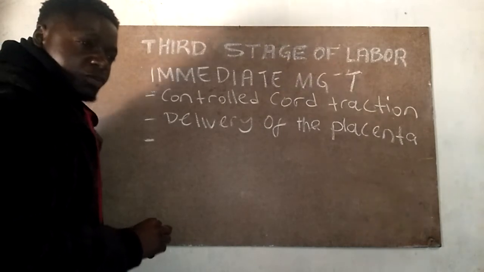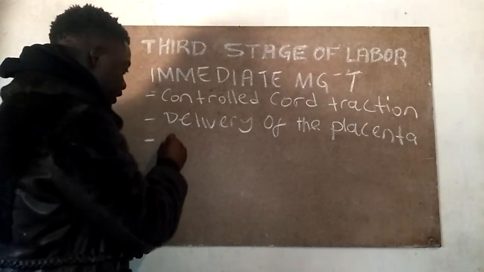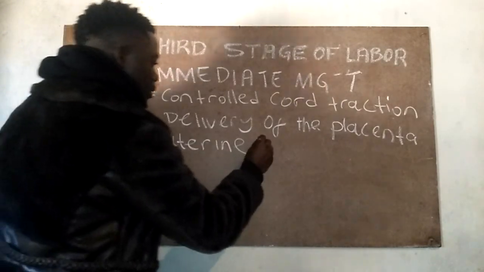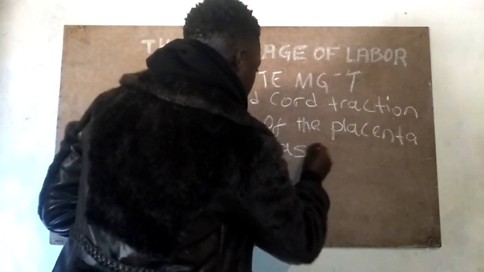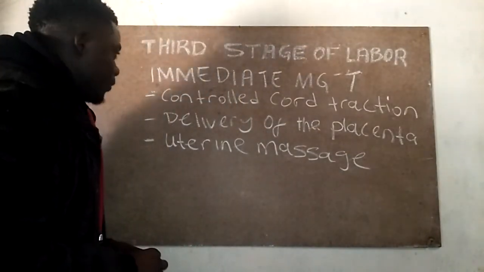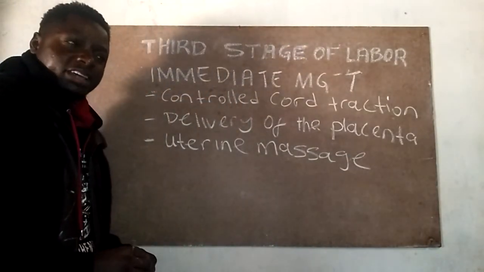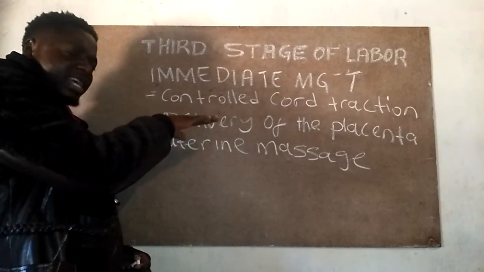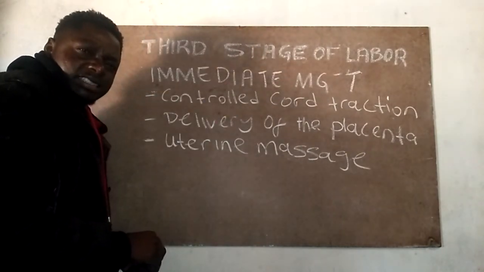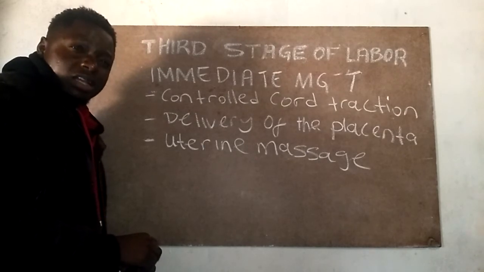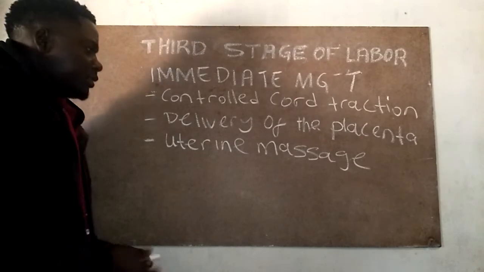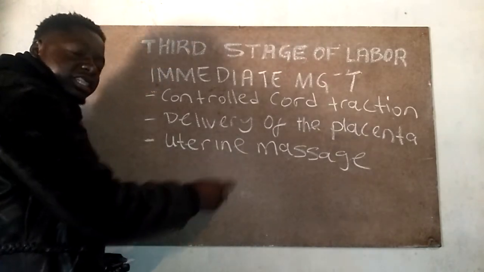But before you do your observations, you need to massage the uterus. So we are going to put uterine massage. This is how we organize our points, even when we are in our exam room. And this is exactly how the procedures are taken when we are managing the woman in the third stage of labor. So controlled cord traction, delivery of the placenta, uterine massage.